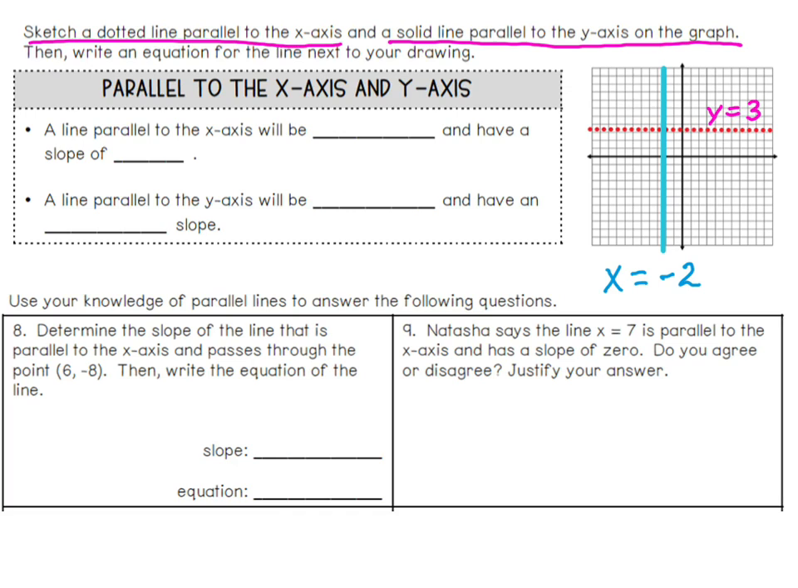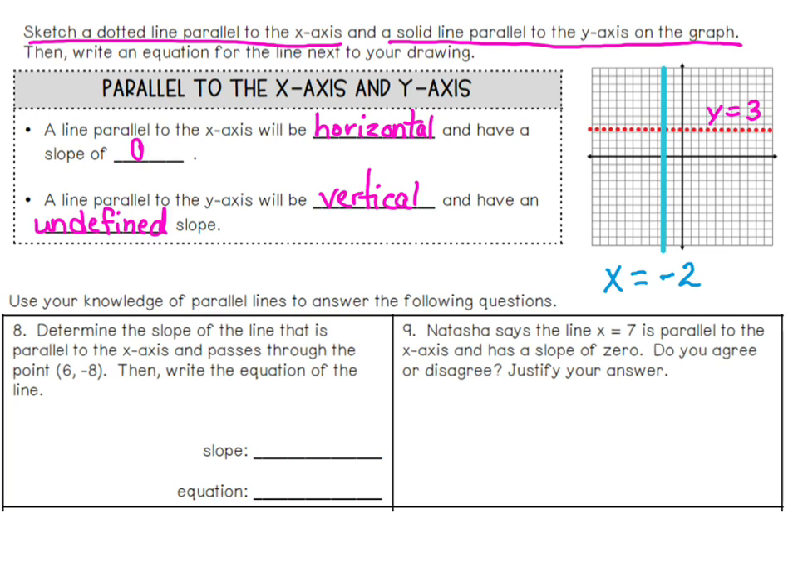All right, so a line that is parallel to the x-axis will begin with y. So look, x-axis begins with y, has a slope of 0, and is horizontal. A line parallel to the y-axis will be undefined, okay? And it'll be vertical.